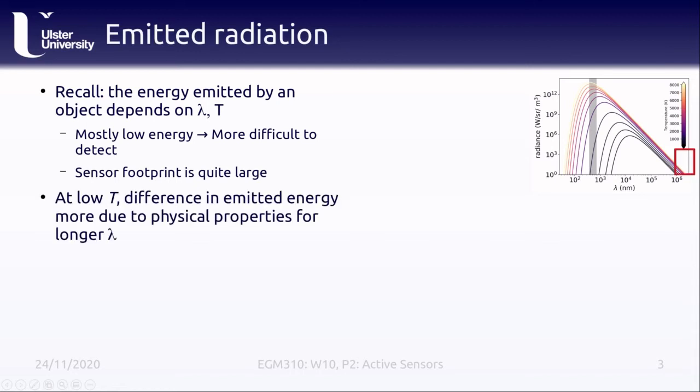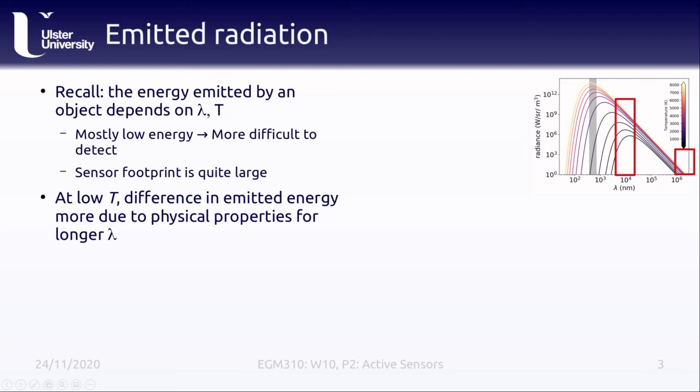At lower temperatures and longer wavelengths, the difference in emitted energy by an object is more due to the object's physical parameters and properties rather than the temperature. You can see this on the graph, where the difference in radiance at 10 to the 6 nanometers, or 1 millimeter, corresponding to the beginning of the microwave portion of the electromagnetic spectrum, is much smaller than it is at 10 to the 4th nanometers in the thermal infrared.